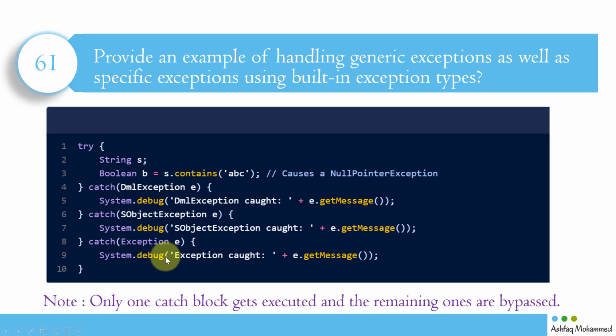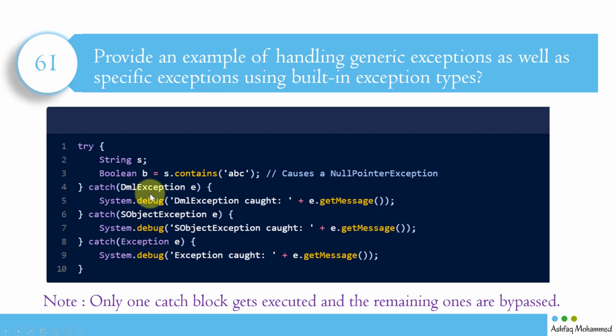Anyhow, a generic exception will catch the exception, right? But why do you want a DML exception or an SObject exception? This could be a question from your interviewer, so you can explain. Sometimes we might have to show a different message when there is a DML exception, and a different message when there is an SObject exception. And for anything else, we will have a generic message. It might not be needed all the time; most of the time a generic exception works.